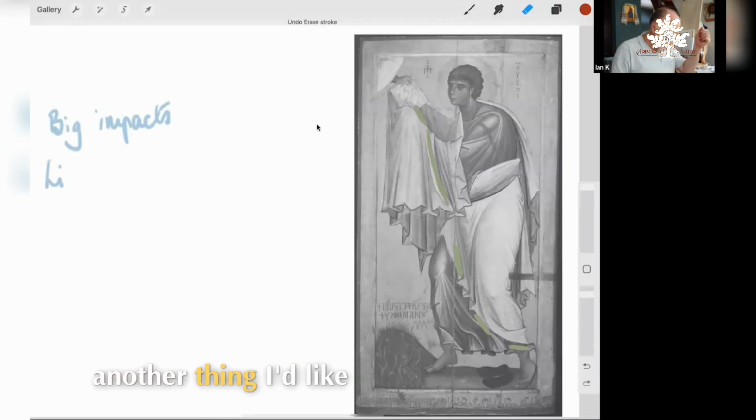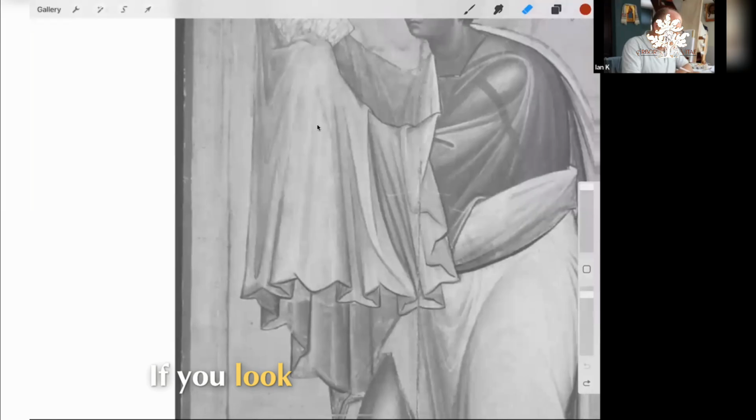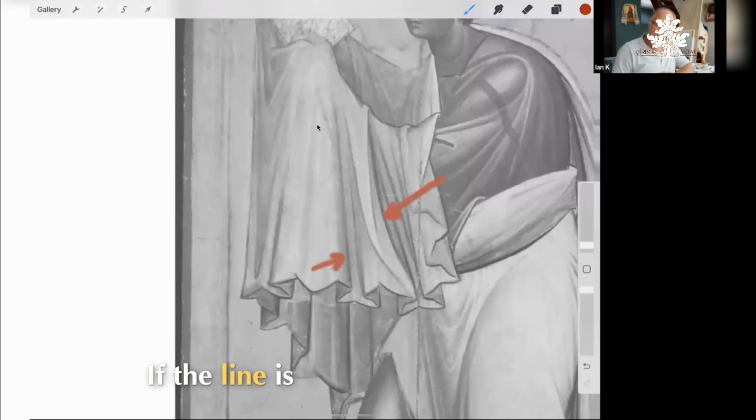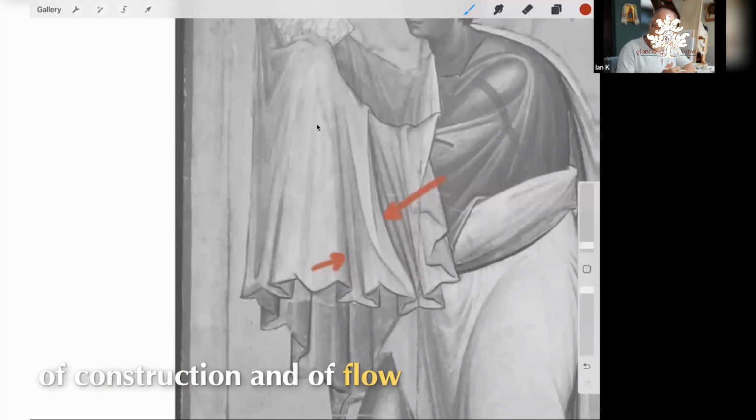So for example, another thing I'd like to show you here: can you see that line there? Look how dark that line is. Compare it to this line here. If the line is darker and bolder, it's really drawing your eye. It's making a very big impact. So once you've got this hierarchy of construction and of flow, the next question is, how do you apply what you see? And that's now your line skill and your shadow skill.